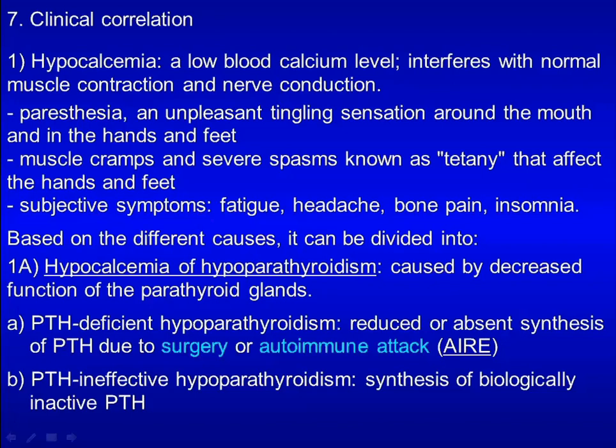The first condition is hypocalcemia of hypoparathyroidism. It is caused by decreased function of parathyroid glands. It could be caused by reduced or absent synthesis of PTH due to surgery or autoimmune attack. This is called the PTH-deficient hypoparathyroidism. It could also be caused by synthesis of biologically inactive PTH. This is called PTH-ineffective hypoparathyroidism.